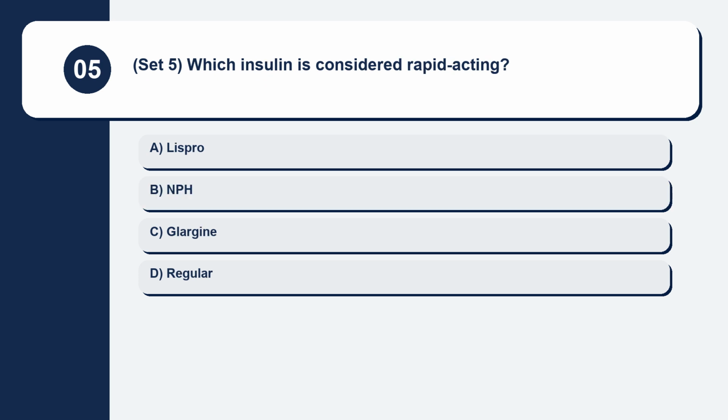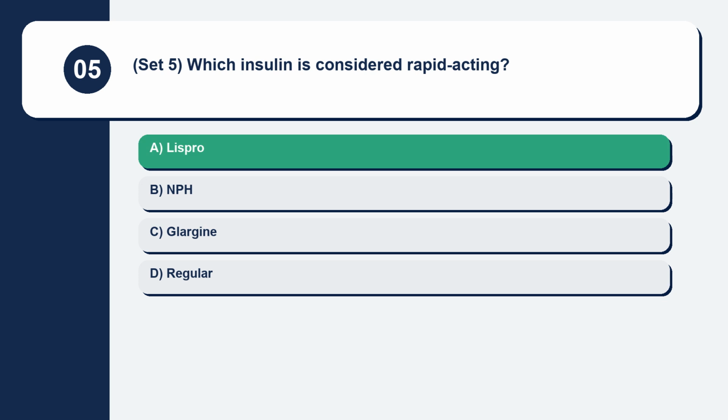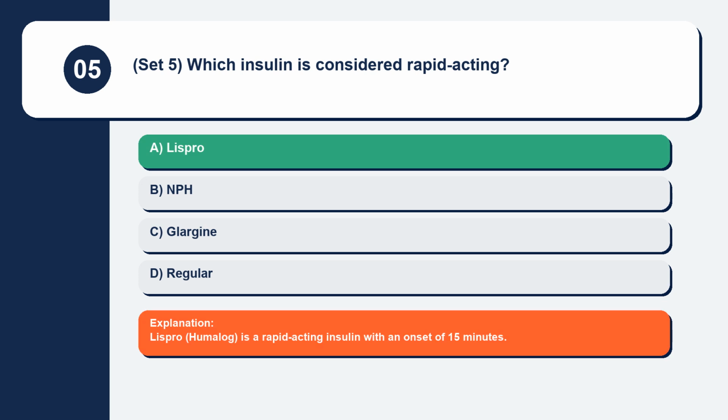Question 5. Set 5. Which insulin is considered rapid-acting? Lispro, NPH, Glargine, regular. Lispro (Humalog) is a rapid-acting insulin with an onset of 15 minutes.